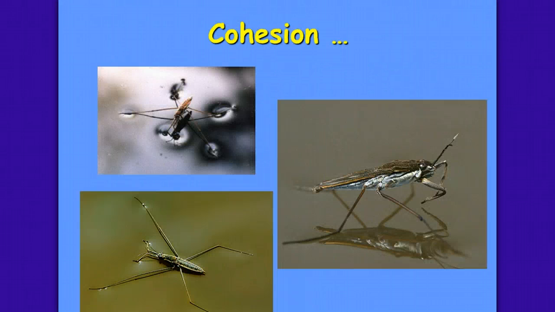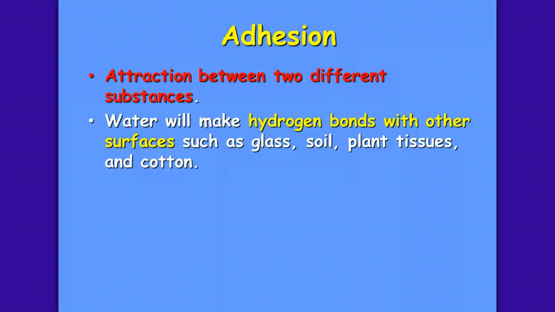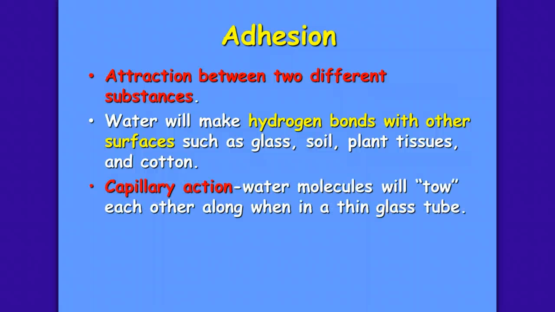So here are some examples in case you haven't seen that in real life. I think they're pretty cool. They can move pretty fast on top of the water too, I'll tell you what. Alright, so adhesion is the attraction between 2 different substances. Water will make hydrogen bonds with other surfaces, like glass and soil, plant tissues, and cotton.